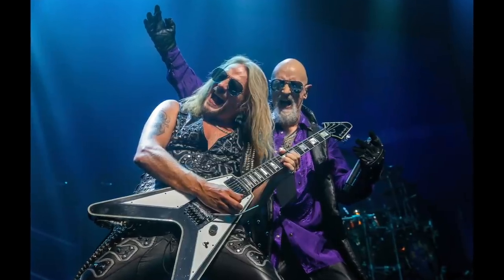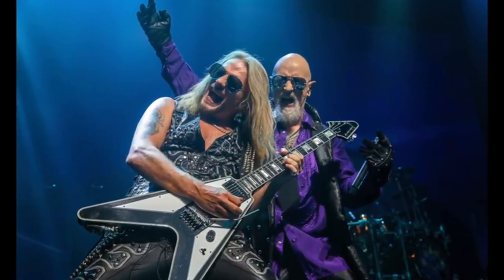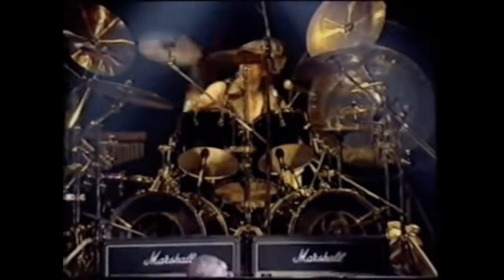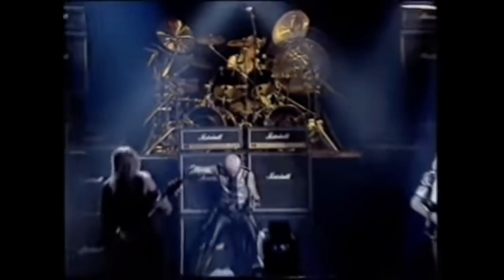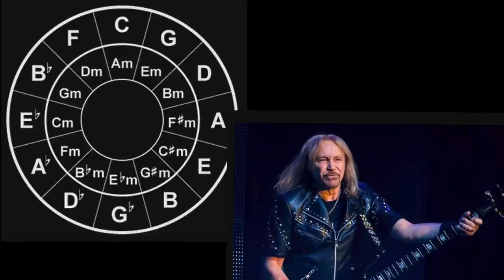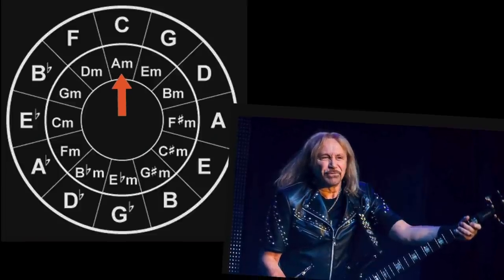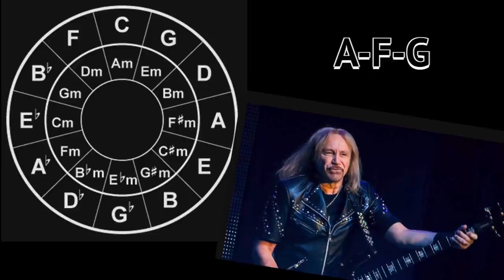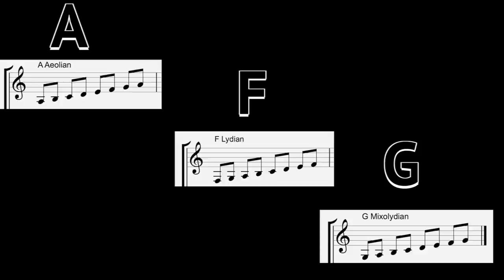Breaking the Law by Judas Priest is all about putting the pedal to the metal. It's in the key of A minor with bassist Ian Hill plowing through three pedal tones in the opening riff: A, F, and G. Of course, F stands for F. Each pedal creates a mini modal moment in the progression: Aeolian with the A, Lydian with the F, and Mixolydian with the G.